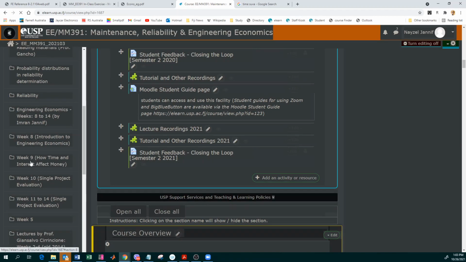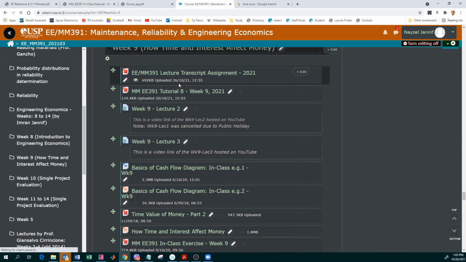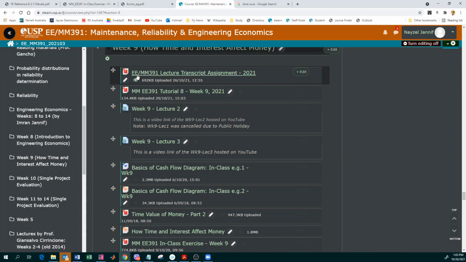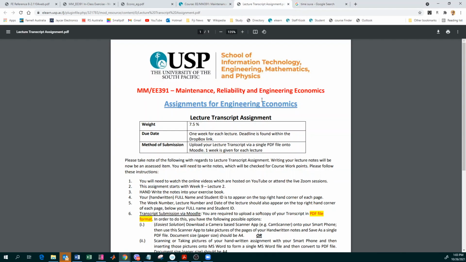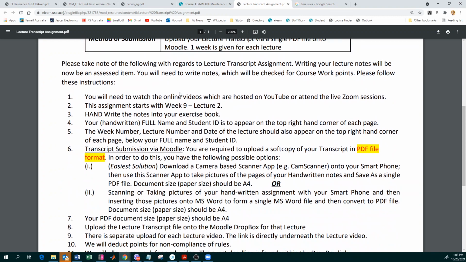If you come here on the side, you click on week 9. Are you able to see my Moodle shell, Hafiz? Yes, sir. Okay. Can you see something over here saying EE391 MM391 lecture transcript assignment? Let me show you that. It's a very simple assignment, not too difficult.